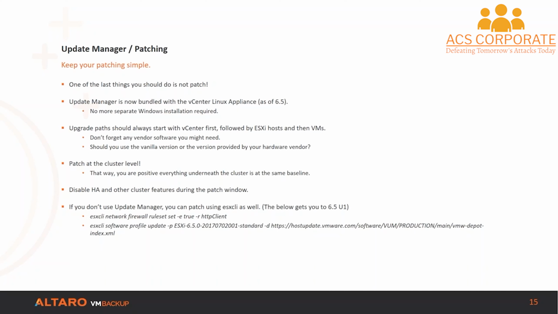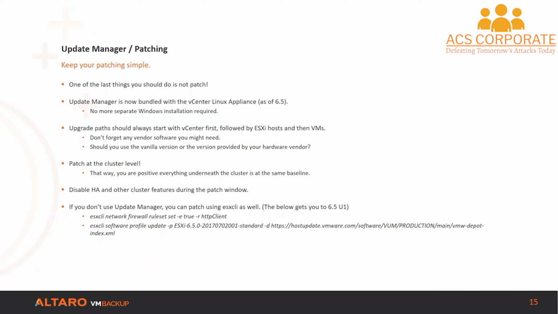Everybody has it. If you're patching at the cluster level, it goes and does one host, then the next host, then the next host, and so on and so forth. And then you can disable HA and some of the other cluster features. Typically you want to turn that stuff off because the HA agents are going to be patched, so there's a possibility that they could be affected.